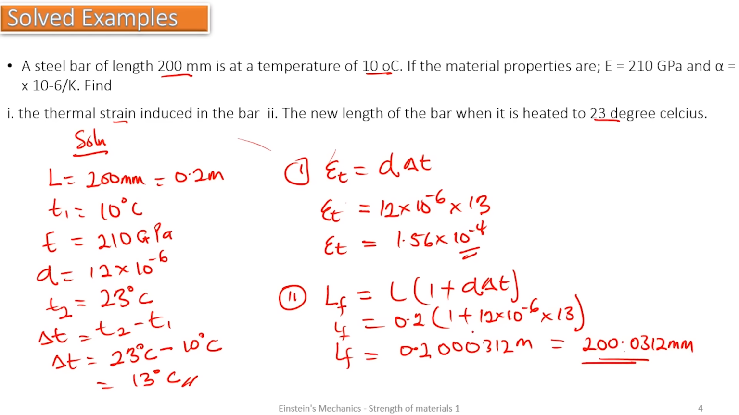So in case the question asks for the deflection or the change in length, that's going to be the final length minus the initial length. And we are going to get, we can use the millimeters, 200.0312 minus 200. Meaning the change in length was 0.0312 millimeters. So under the action of this temperature change, which is 13 degrees Celsius, the bar was able to elongate by 0.0312 millimeters. That's quite interesting.